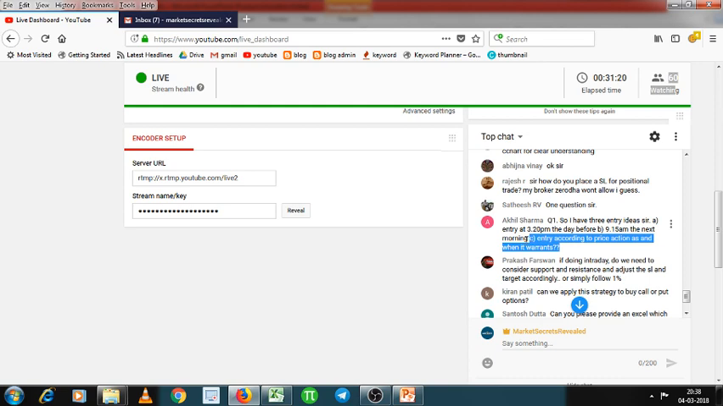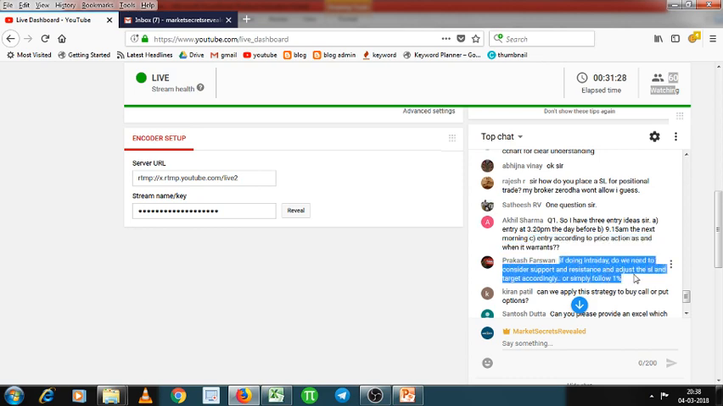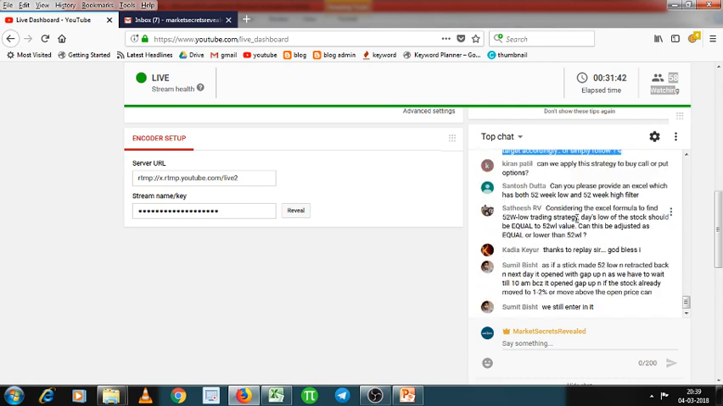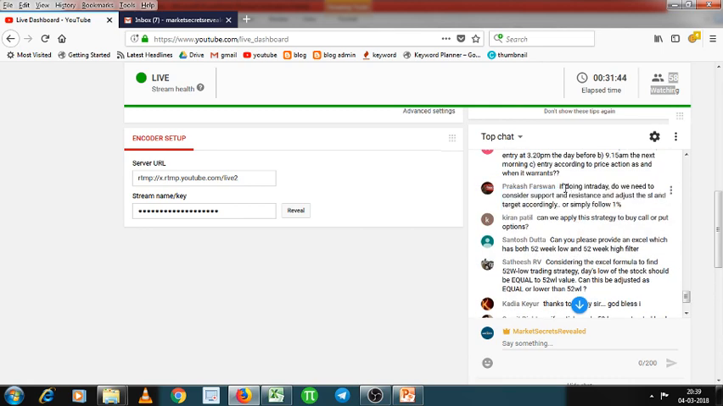The next question is from Prakash. If doing intraday, do we need to consider support and resistance and adjust the stop loss and target accordingly, or simply follow 1%? To put it in simple terms, your stop loss and target should be 1% from the entry. So the key here is to find the right entry levels, Prakash. That is the key thing here. You have to find the right entry.